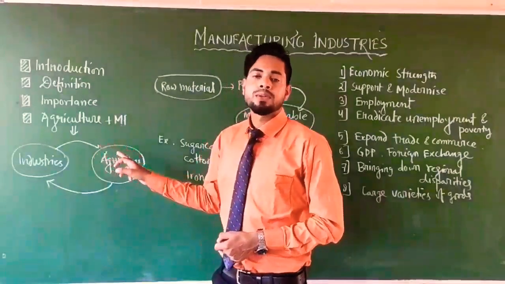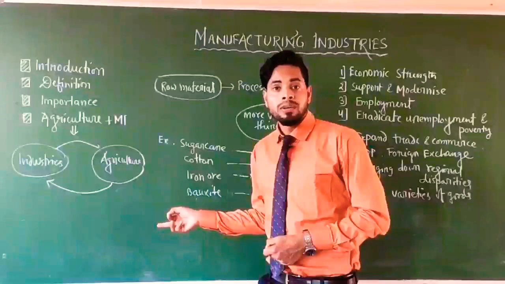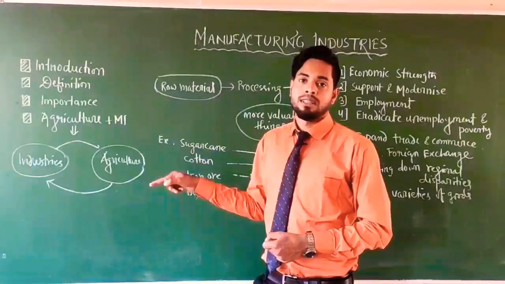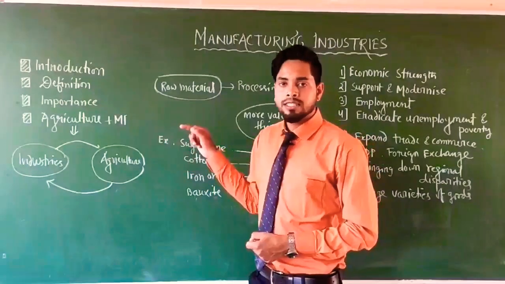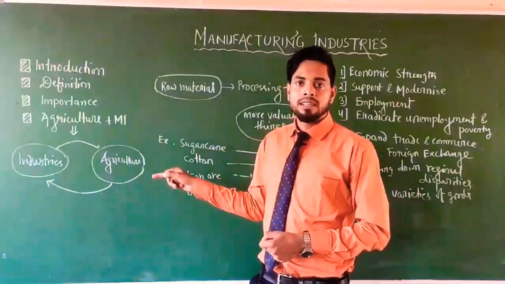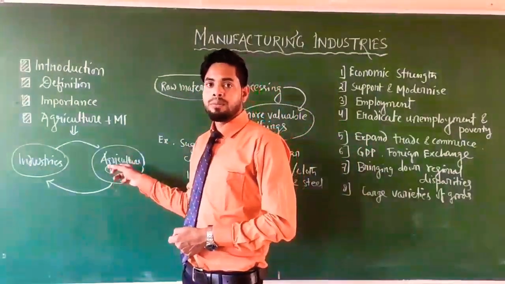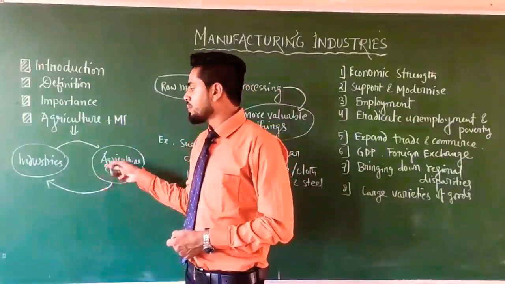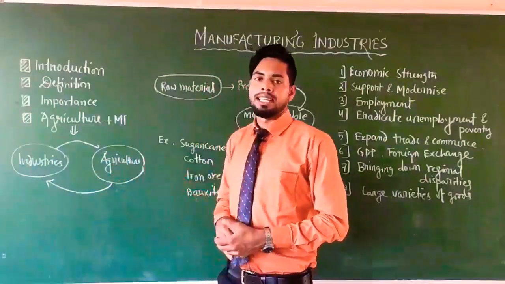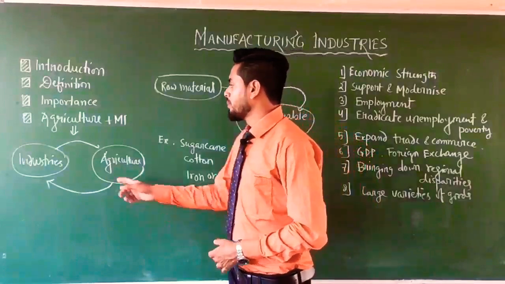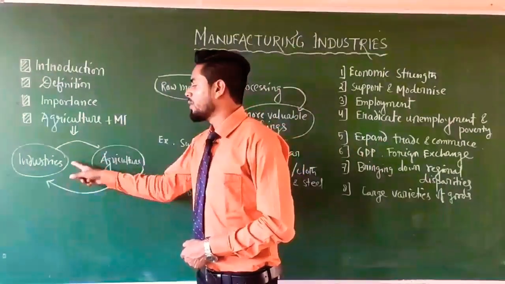Not only does industry help agriculture, industry also depends on agriculture. How? For their raw material. Without raw material, we can imagine any industry cannot run or produce any kind of goods. So raw material is essential for manufacturing industry. So for their raw material, manufacturing industries depend on agriculture. So the development of industries and development of agriculture depend on each other.